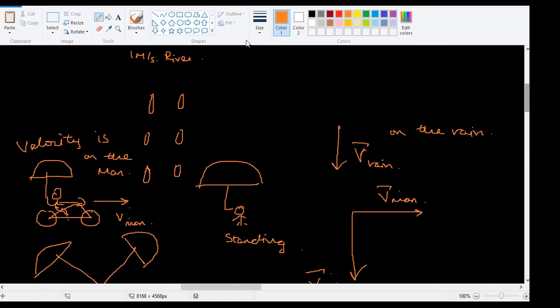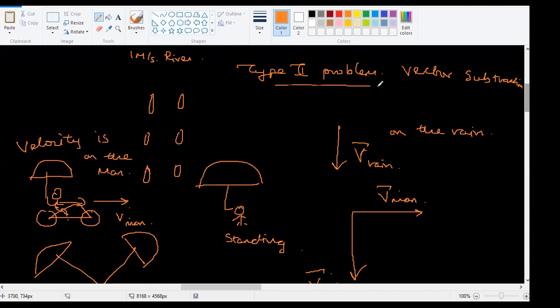So take it down. Type 2 problems, we'll be doing vector subtraction. So whenever I say type 2, you should remember it is vector subtraction. Whenever I say type 1, you should remember vector addition. Two forces acting on two different objects. So when it is acting on two different objects, vector addition does not make any sense. Two different bodies.